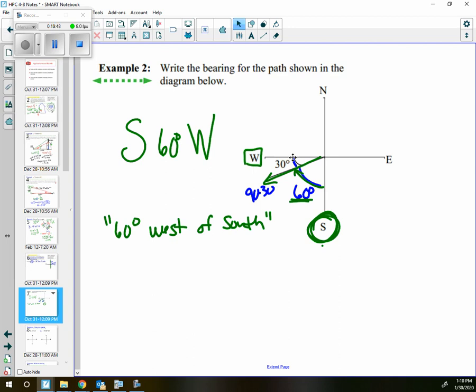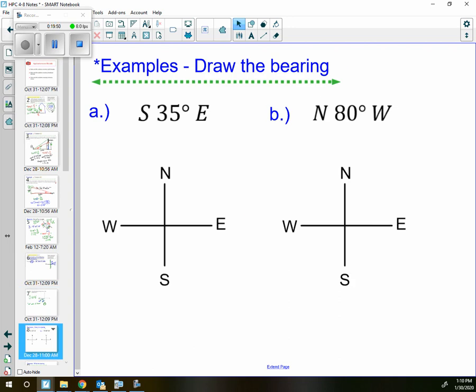All right, let's do a couple where you're going to draw these. You can pause the video to try each of these and then take a look at the answers just to make sure you're okay. When I look at this first one, I'll read it to you and then I'm going to have you pause the video and see if you can figure out what that means. How I would say that is 35 degrees east of south. Okay, pause the video and give it a try.